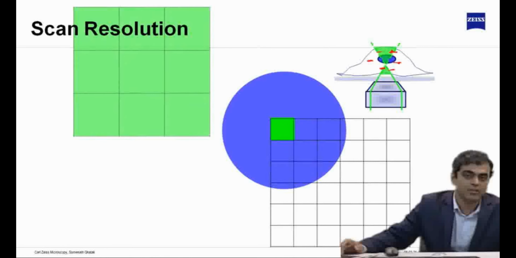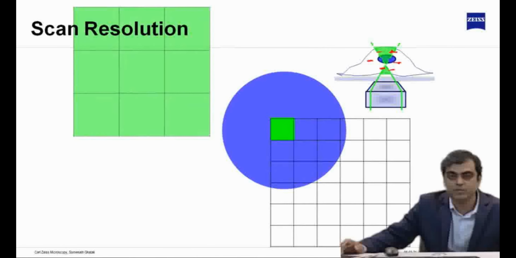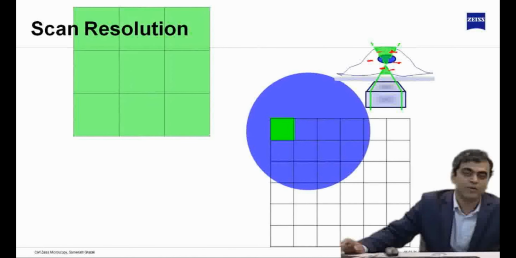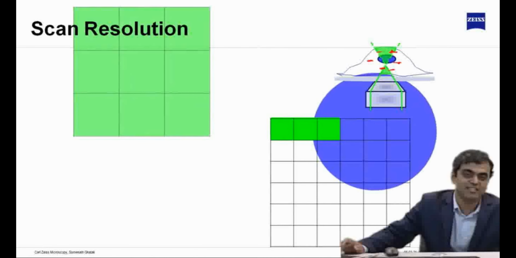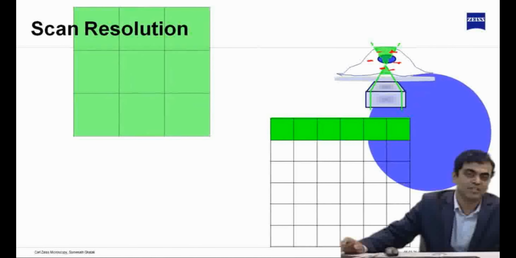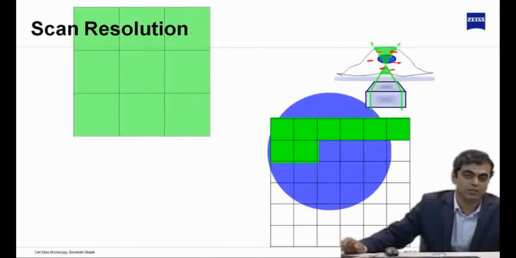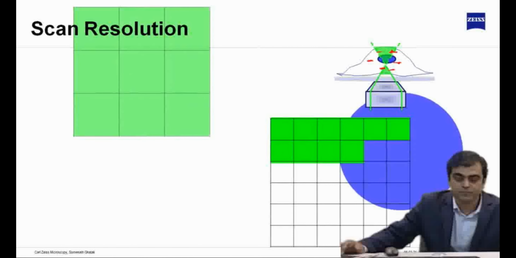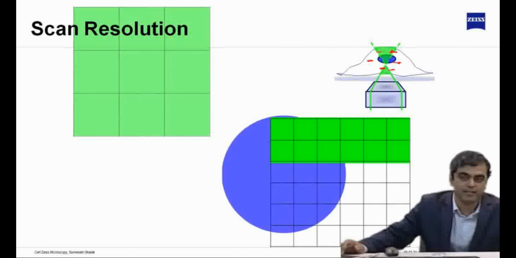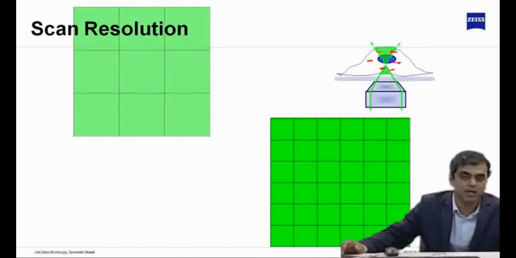Now, if we reduce the pixel size to a very small size, what will happen? The illumination spot, which you can see here in blue, will spend more time to cover the same field of view which was covered previously. So the field of view has not changed, but because the pixel size has been reduced, the number of pixels has increased, the time taken for the spot of light to cover the entire field of view has increased, and it may end up bleaching your sample.